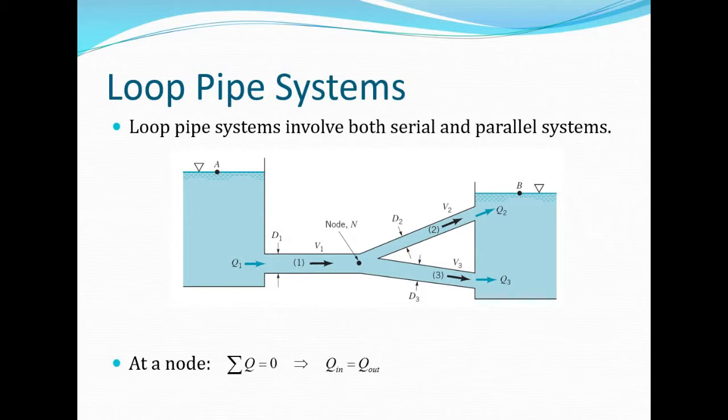In loop systems where we have nodes, like here, where we've got the pipe coming and all of a sudden branching off into 2 pipes, we have to remember that the sum of the flow at the node is equal to 0. So flow in has to equal flow out at the nodes. And between that and the arguments we just made about flow in parallel, we can usually figure out how these systems work.